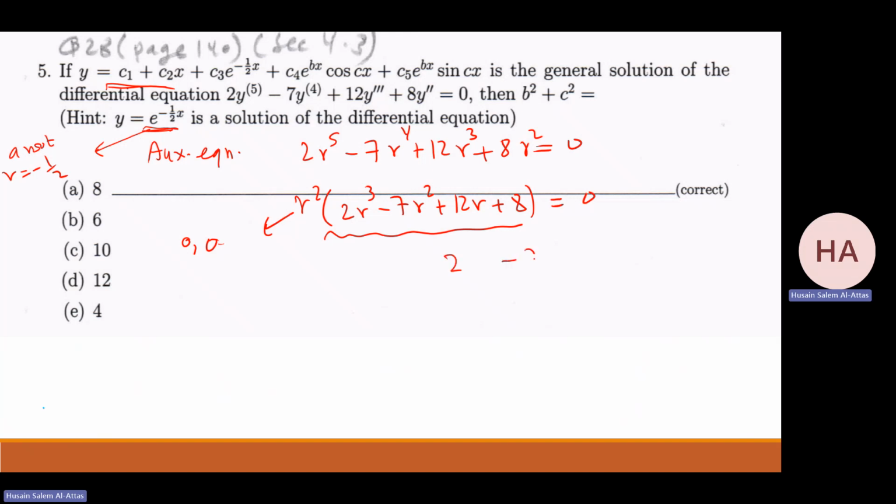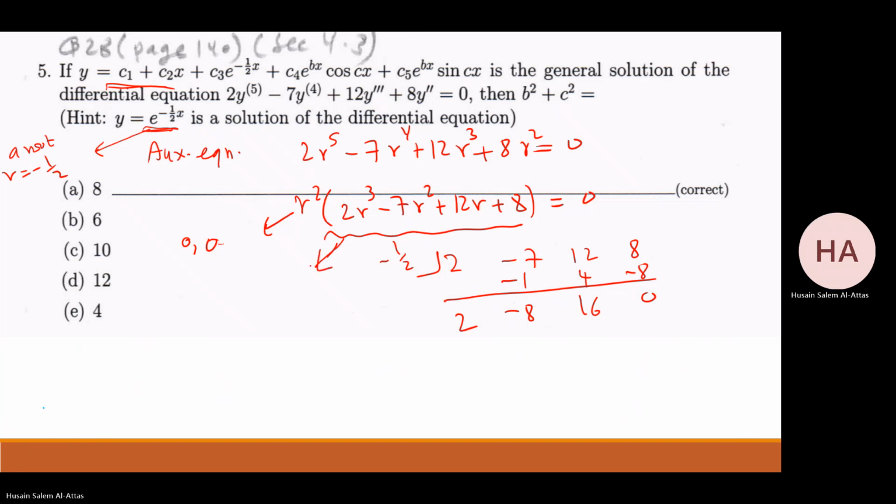So I have 2, minus 7, 12, 8. Minus half is a root. So I do the calculation. 2 times minus half, that will be minus 1. That's minus 8. Minus 8 times minus half, that's 4. That will be 16. That will be minus 8, 0.